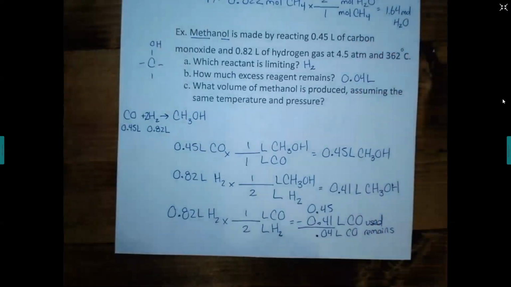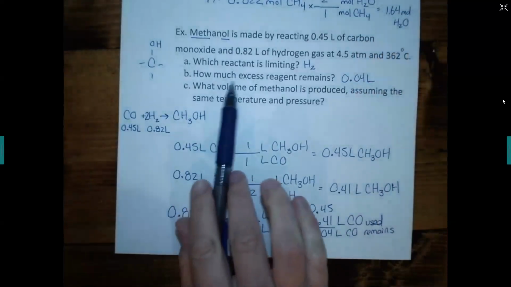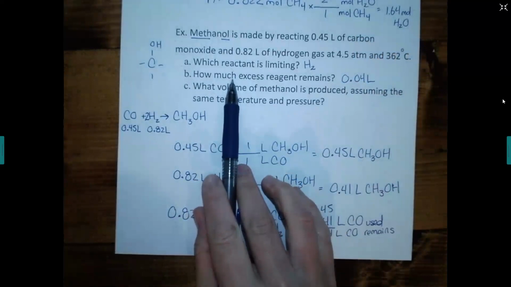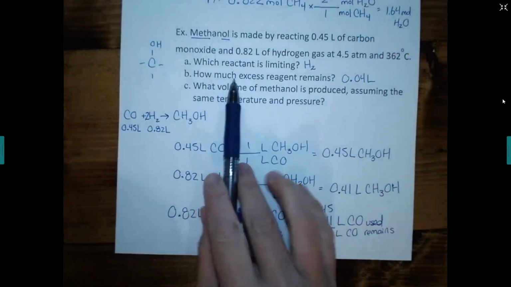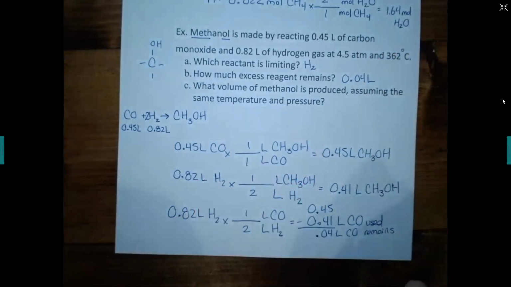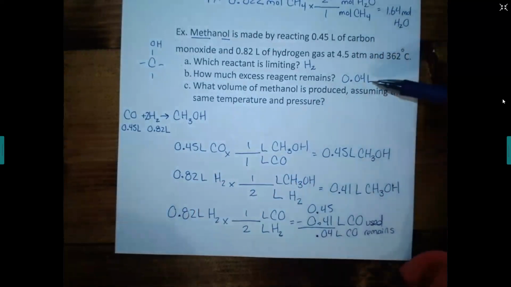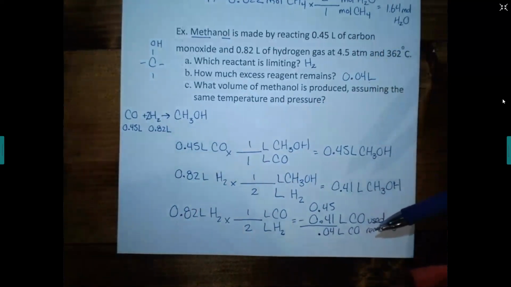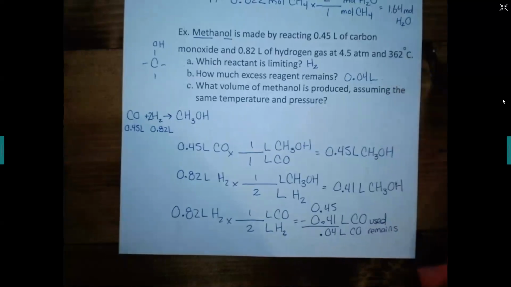Now, we kind of lucked out here because this question wasn't specific about what unit they wanted that in. If they had said how much remains in grams, then we'd have more work to do. We would have to plug that number into the ideal gas law, solve for moles, and then multiply by the molar mass of carbon monoxide to get it into grams. But again, we sort of lucked out because they didn't specify. So I think that's good enough.